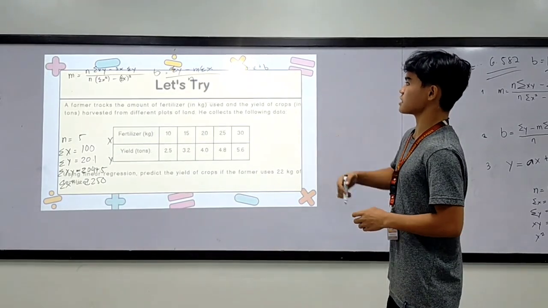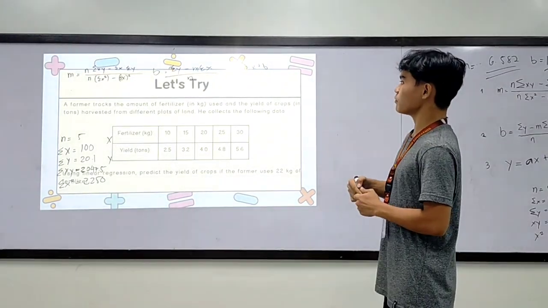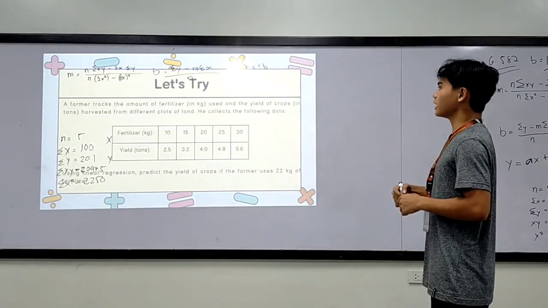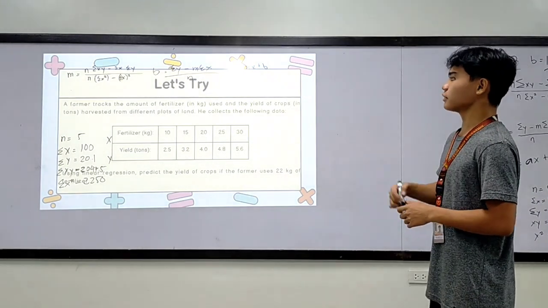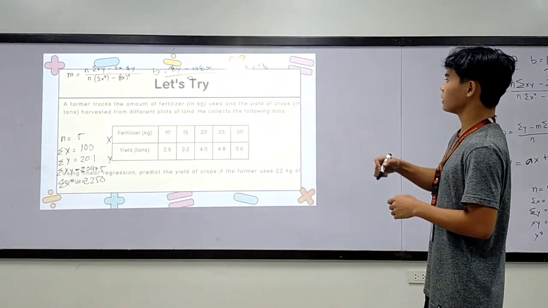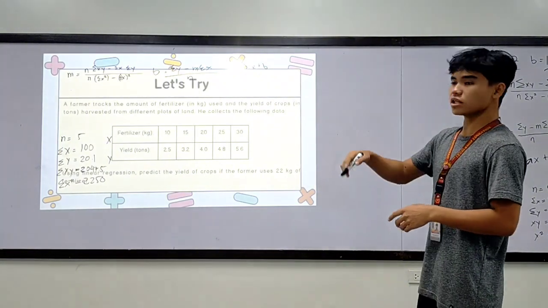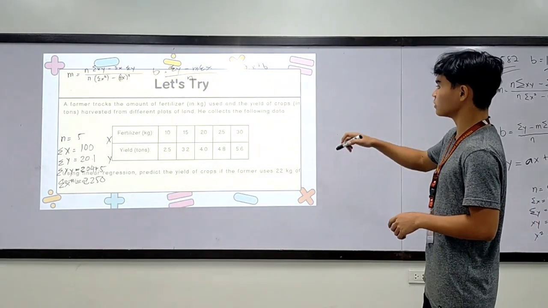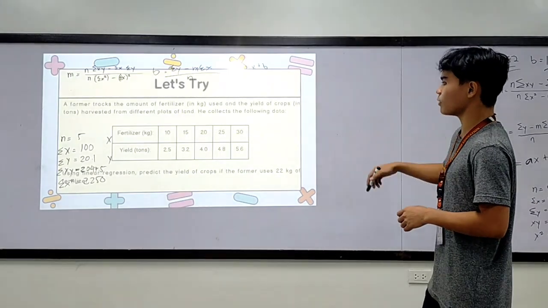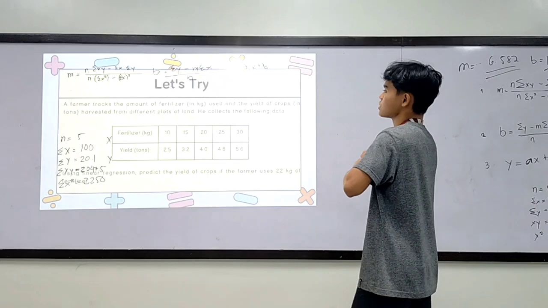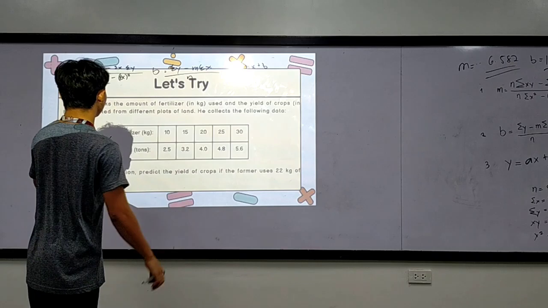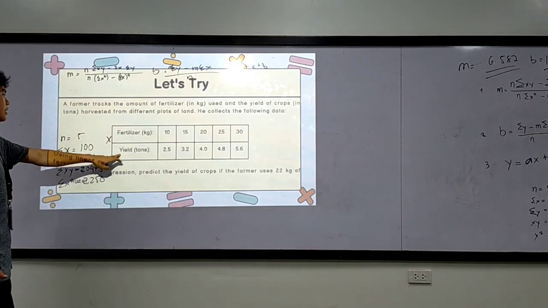So let's try this. Problem number 2. A farmer tracks the amount of fertilizer in kilograms used and the yield of crops in tons harvested from different plots of land. He collected the following data. Using linear regression, predict the yield of crops if the farmer uses 22 kilograms of fertilizer. So this is the x and y. The x is fertilizer, the y is yield.